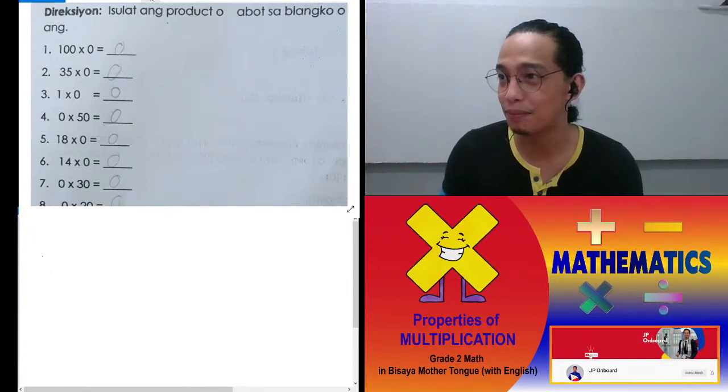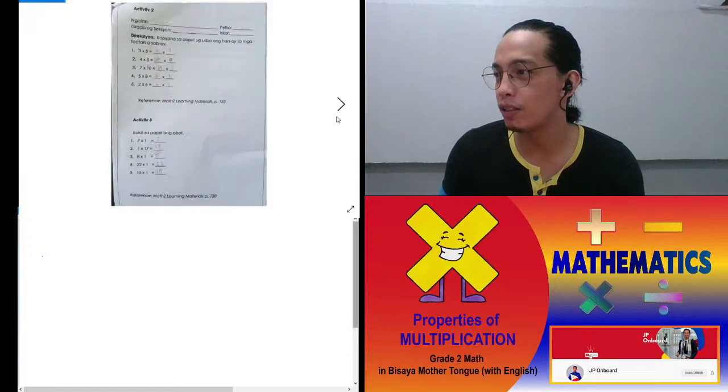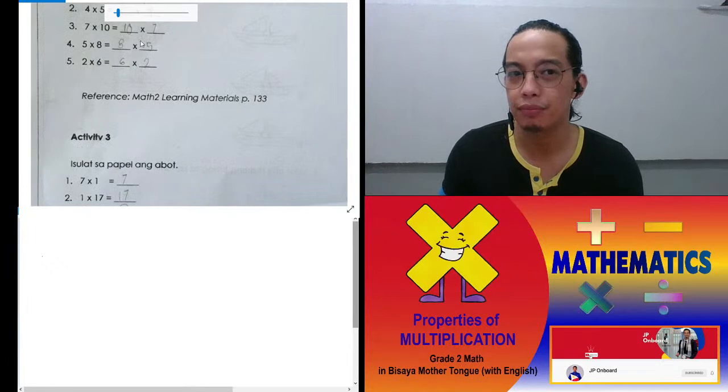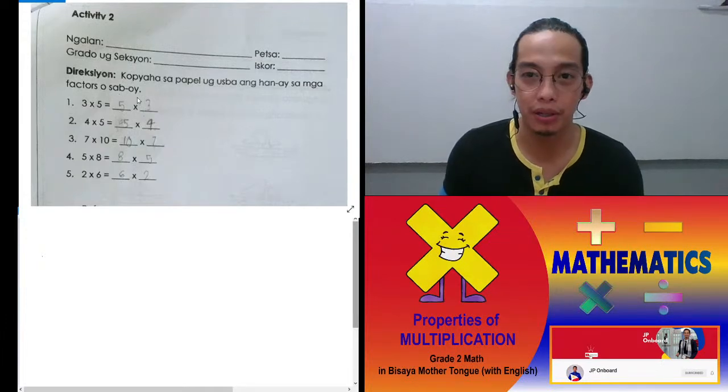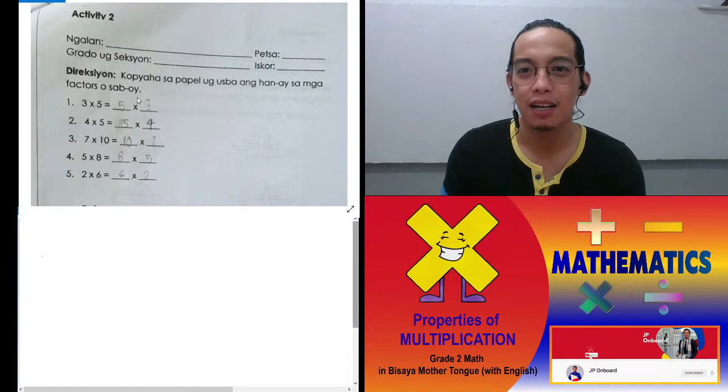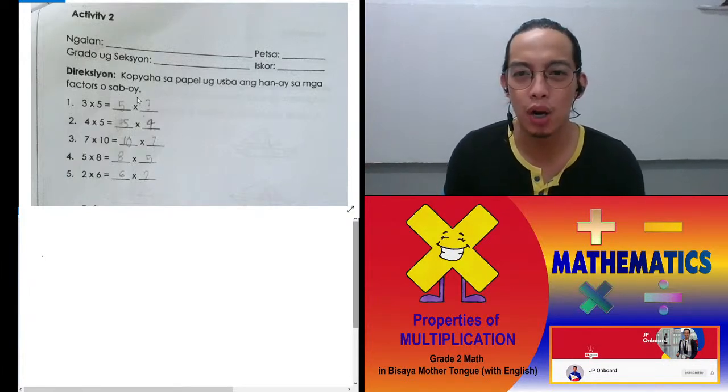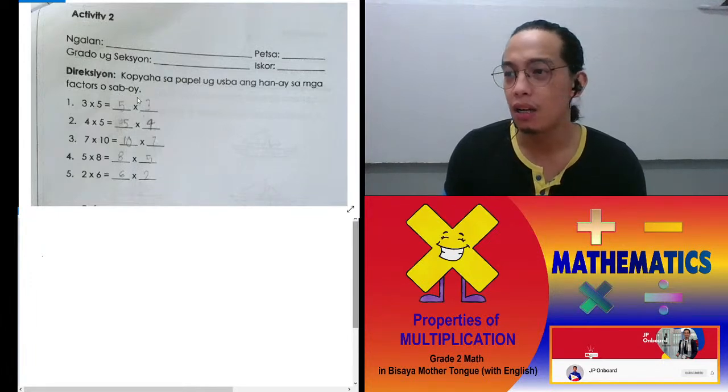Okay, don't forget that. Let's move forward to the next example. Next activity, activity 2. Kopya sa papel o usba ang hanay sa mga factors. Here, I'm learning here. I don't know, this is very deep Bisaya, no? Subuanong Bisaya or Bisaya that we use here in Negros Oriental.